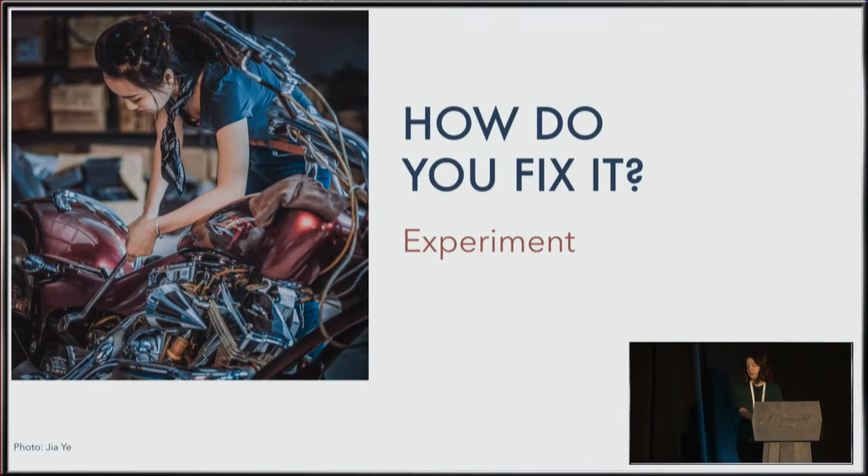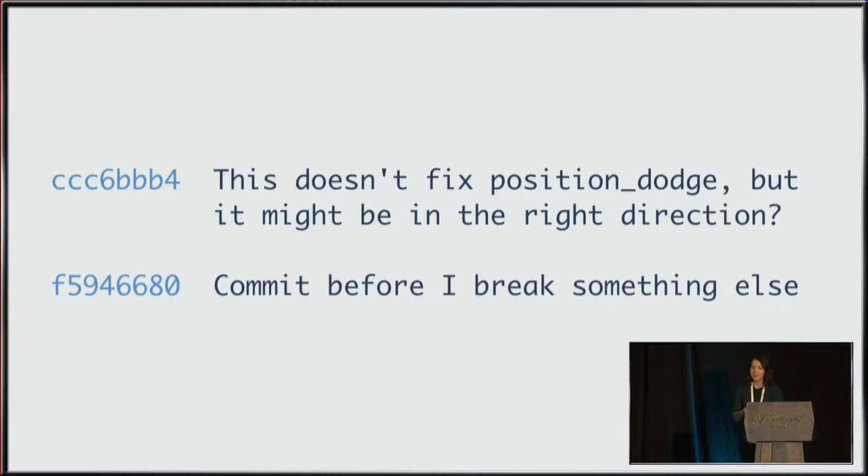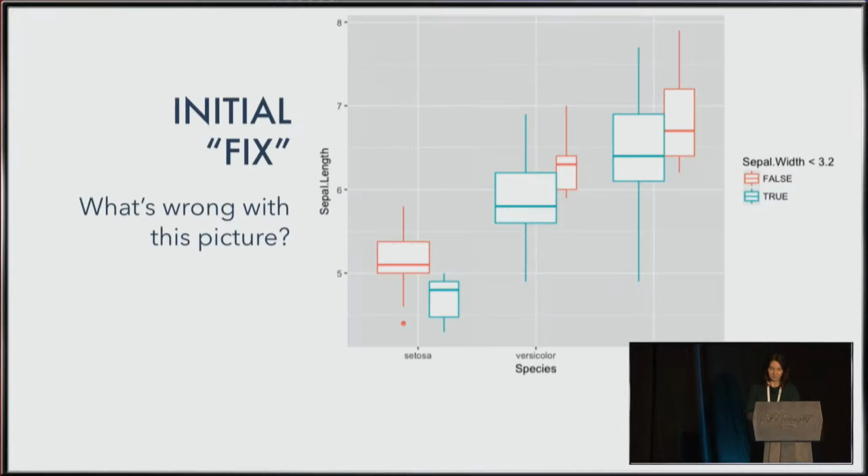So now we know what the problem is, but fixing it is a whole other kettle of fish, and it may or may not be obvious once you've found the source of the bug what the fix ought to be. So depending on what it is, you may just have to get in there and start changing things. I made a lot of minor changes to the code and saved them with commit messages like, "this doesn't fix position dodge, but it might be in the right direction," before I ever got to anything that was even a plausible solution. These are real commit messages from my Git ref log that I dug up to put on this slide. And so I would go in there, make changes, run the reprex again, and see if anything was different or if somehow I had fixed the problem.